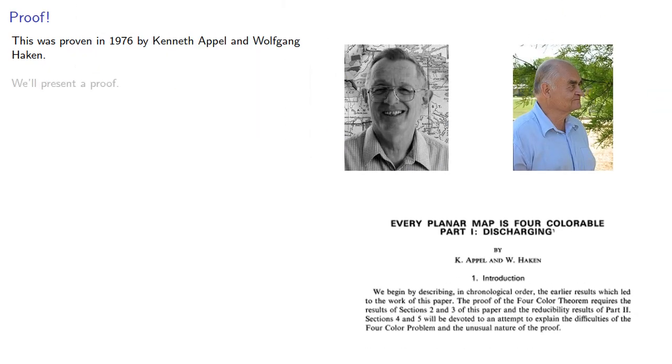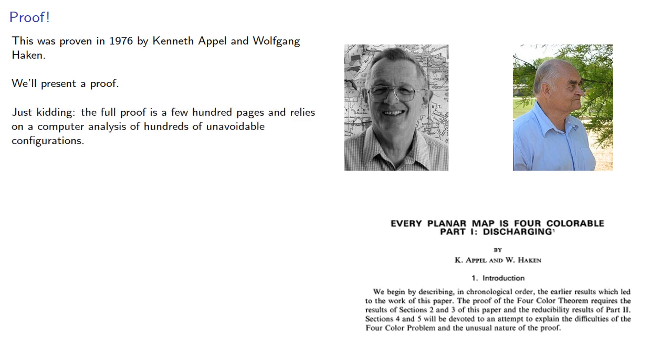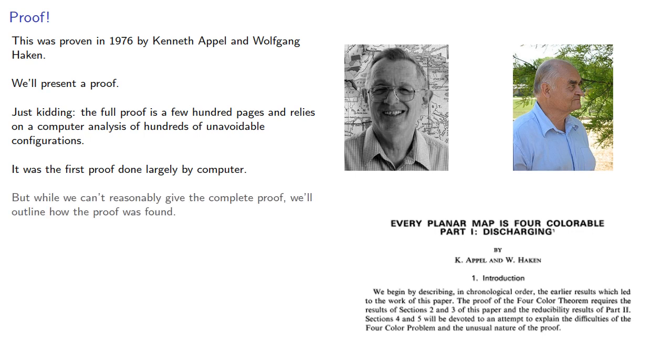The four-color conjecture was proven in 1976 by Kenneth Appel and Wolfgang Haken. We'll present a proof. Just kidding. The full proof is a few hundred pages and relies on a computer analysis of hundreds of unavoidable configurations. It was, in fact, the first proof done largely by computer. But while we can't reasonably give the complete proof, we'll outline how the proof was found. Well, eventually. Watch this space.